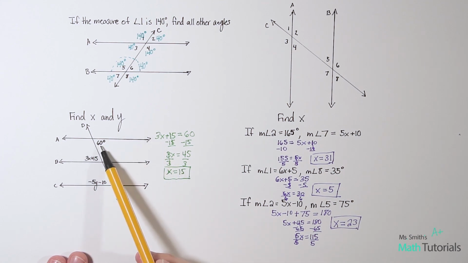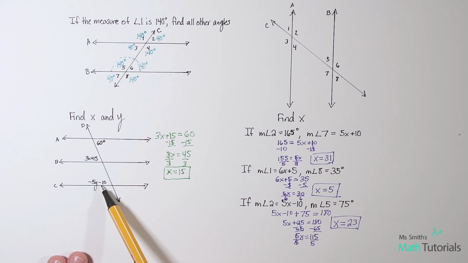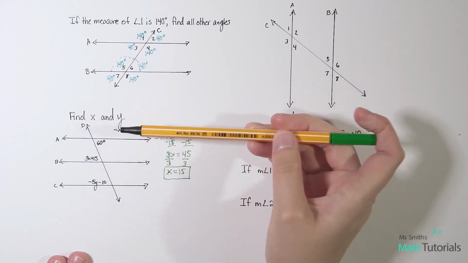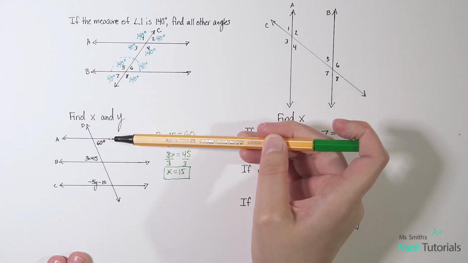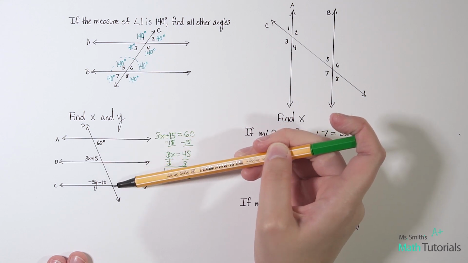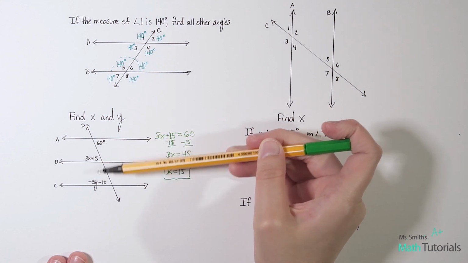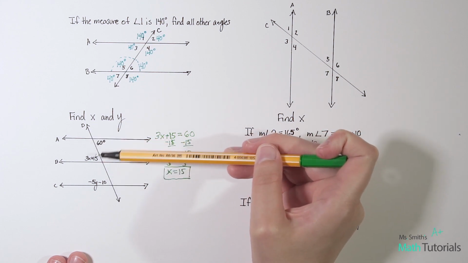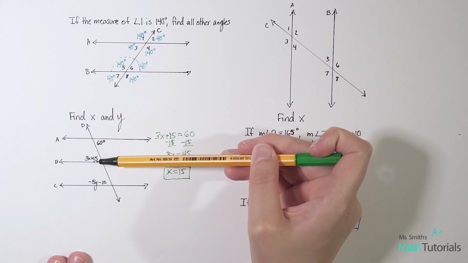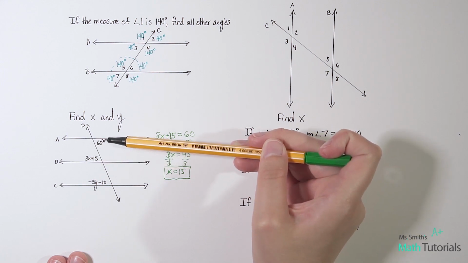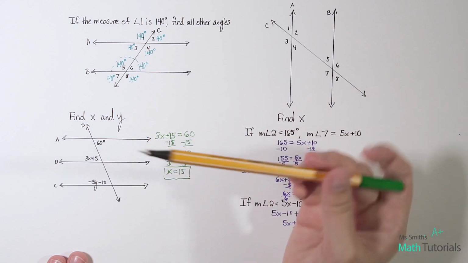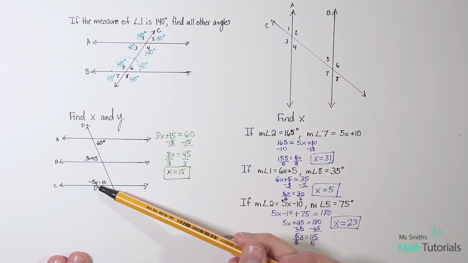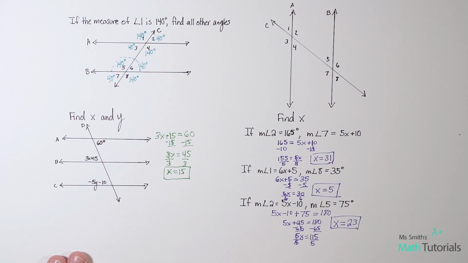So if this angle is 60, what's the relationship between this one and this one? Well, now looking at the parallel line A and the parallel line C, these two are also on the interior when we widen our scope. So for the first one, these two are on the interior of A and B, right? But now we're looking at A and C, and these two are on the interior. So they are, just like these two, alternate interior angles, which we know are congruent.